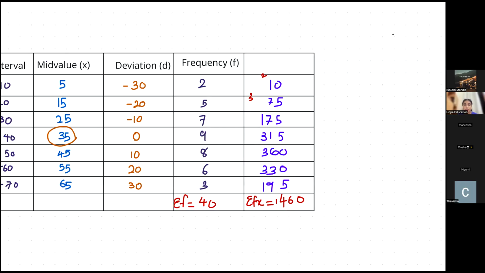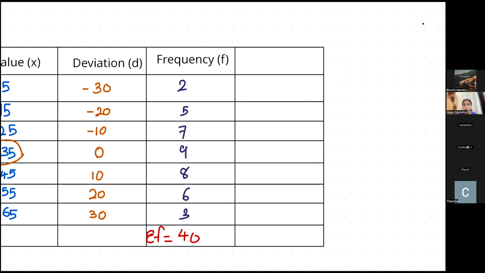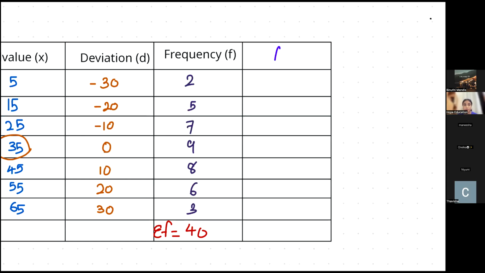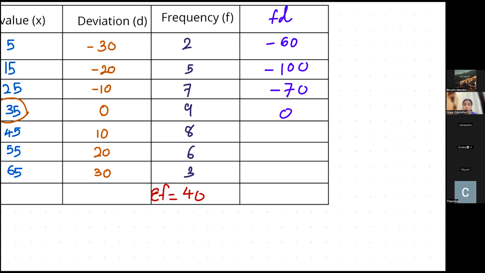Here what we need is the FD column. Minus 30 times 2 is minus 60. Minus 20 times 5 is minus 100. Minus 10 times 7 is minus 70. 0 times 9 is 0. 10 times 8 is 80. 20 times 6 is 120. 30 times 3 is 90.